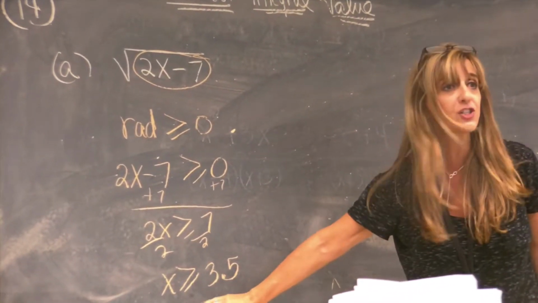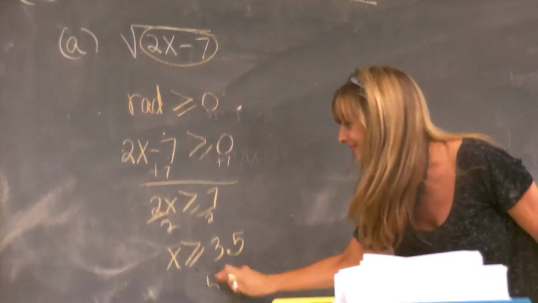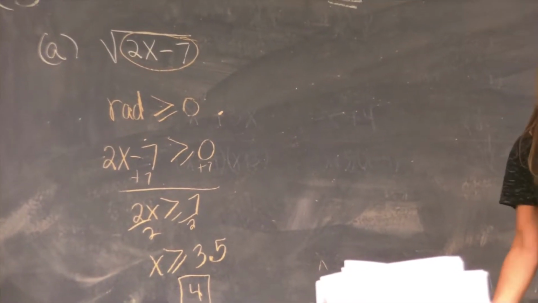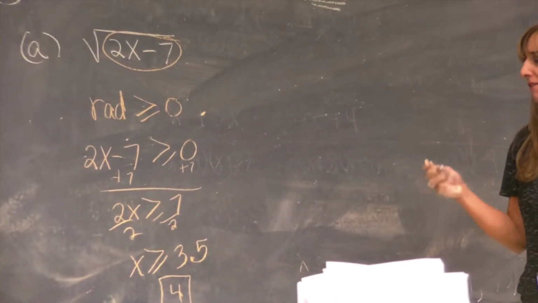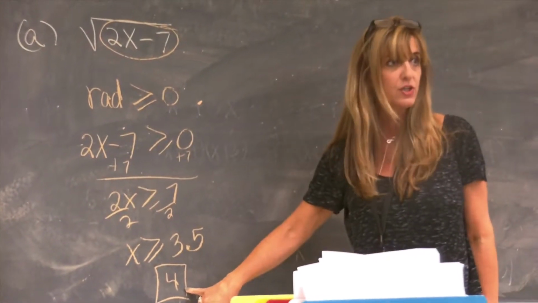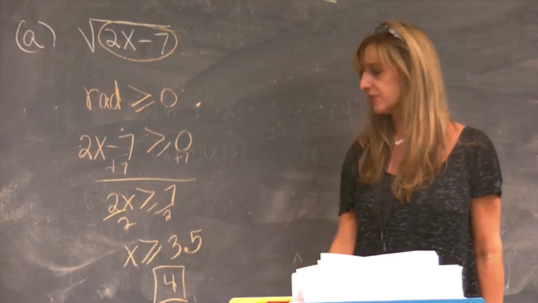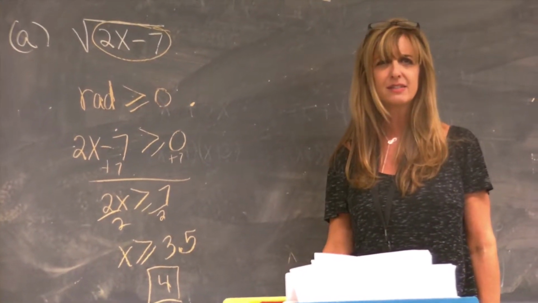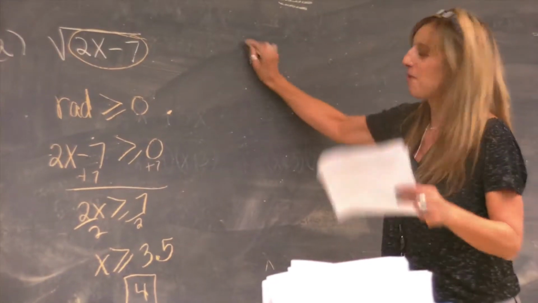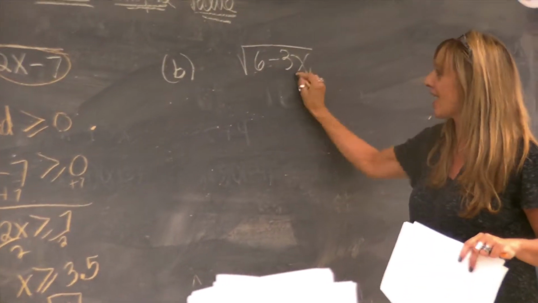What's the smallest integer greater than or equal to 3.5? 4. Boom. 3.5 is a decimal. It's not an integer. So if the x's are greater than or equal to 3.5, there's a lot of integers greater, but the smallest integer in that interval is 4. Does that make sense? Say yes. Yes. And then part B is the square root of 6 minus 3x.